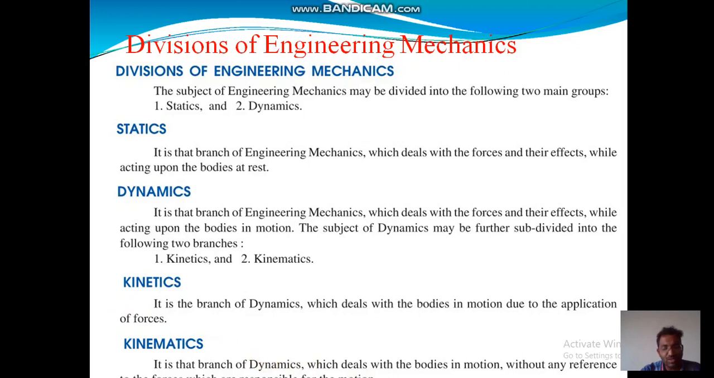If we are not focusing on what force is acting, what type of force is acting, then we can say it is kinematics. So these are all the different divisions of engineering mechanics. Now let us move to the next topic. Every time I am saying force. What is meant by force?